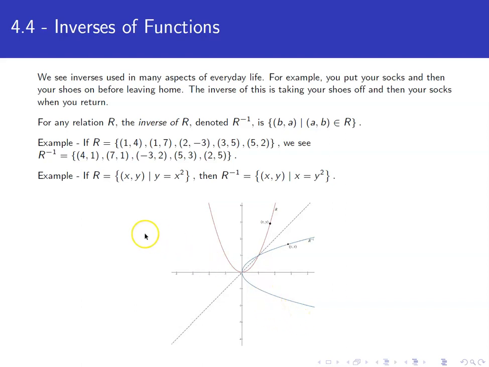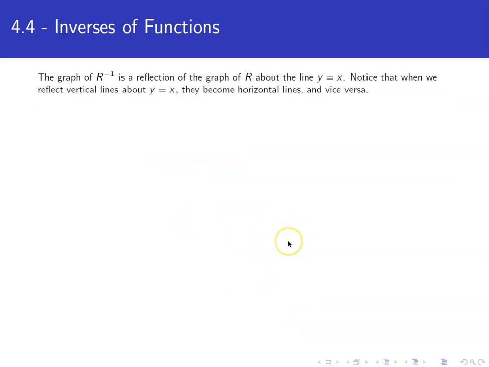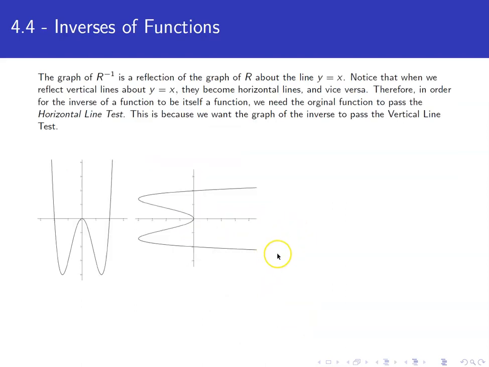But the horizontal line test is a way to tell whether or not a function has an inverse that is also a function. In this case, that is no, right? The inverse relation here is no longer a function because it doesn't pass the vertical line test, and the original function does not pass the horizontal line test. So let's see if we can state that a little bit better here with another example.